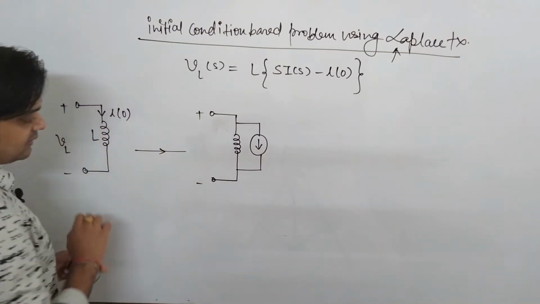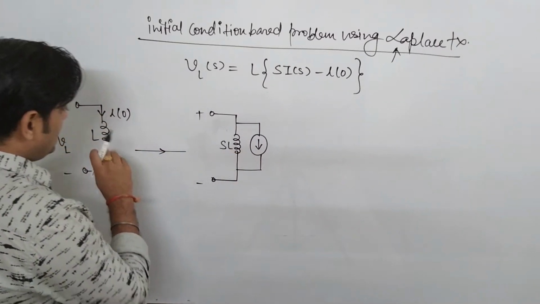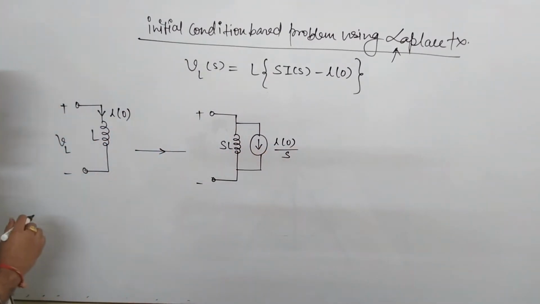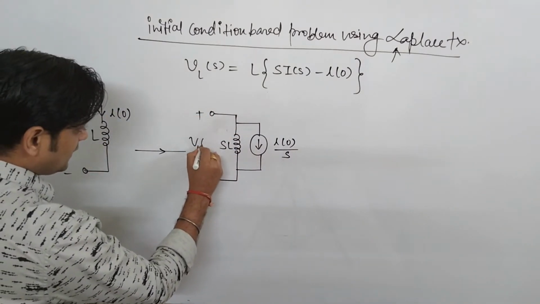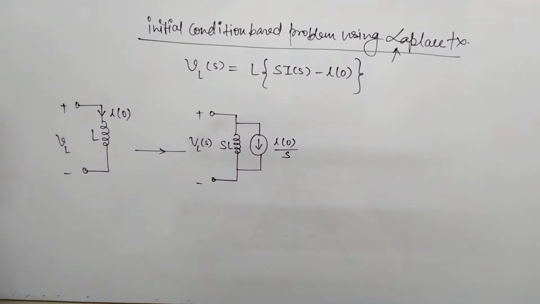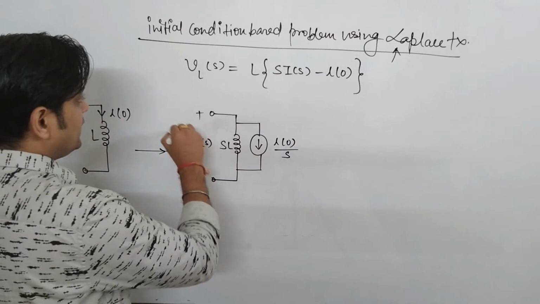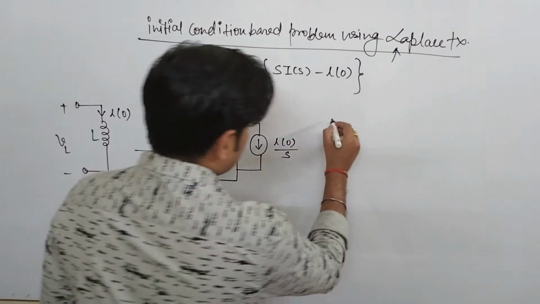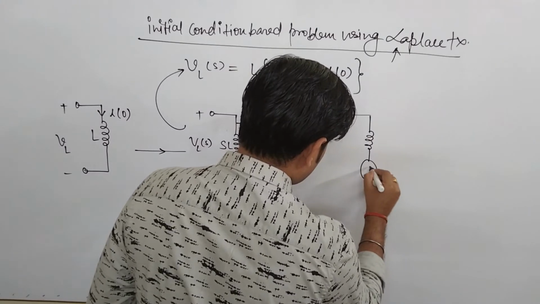When you convert into Laplace, what will happen? This L will become sL, and whatever the current here is, I0, will become I0 by s. So when you convert into Laplace, this is the function, and here it is VL, you can say it is VL(s). And if you solve this, you will get this as your final value. How? Just solve it. By the source transformation technique, I will solve it.